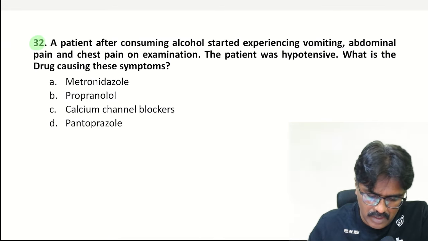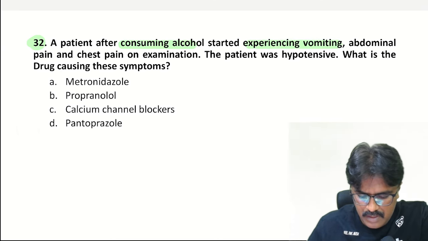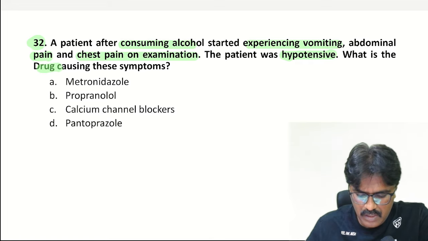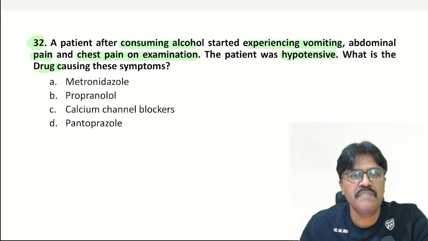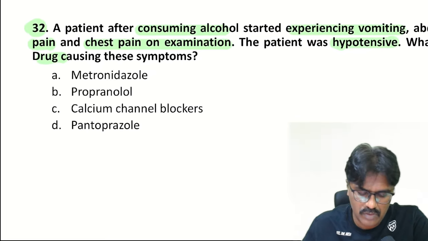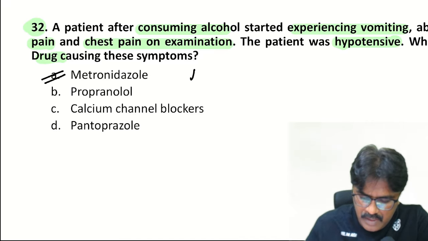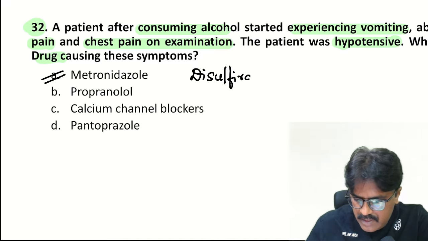Let's move to question number 32. Patient after consuming alcohol started experiencing vomiting, abdominal pain and chest pain. On examination, the patient was hypertensive. What is the drug causing these symptoms? So patient is taking some drug and drank alcohol. So the drug being taken is metronidazole. And we call it disulfiram reaction.